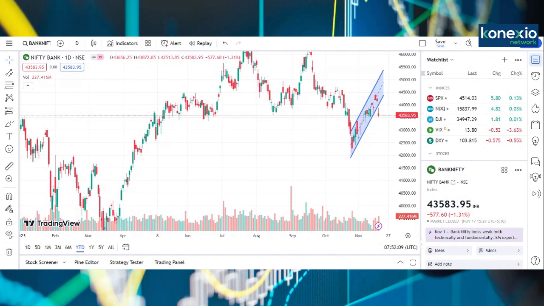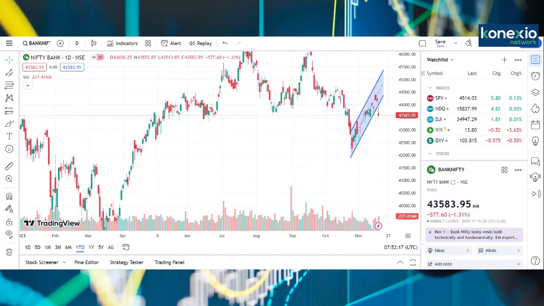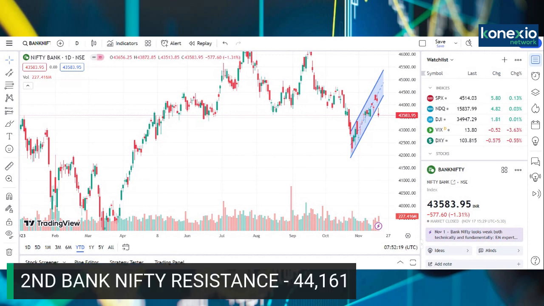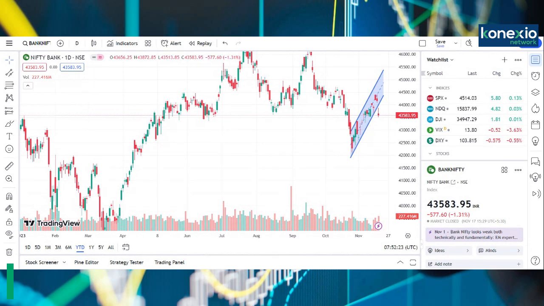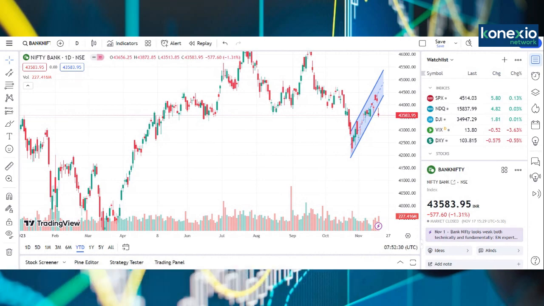On the upside, the first resistance is around 43,872. Above that, the second resistance is around 44,161. And above that, the third resistance is around 44,444. So these are the important support and resistance levels in Bank Nifty for the next week.